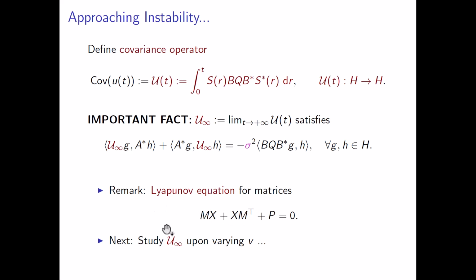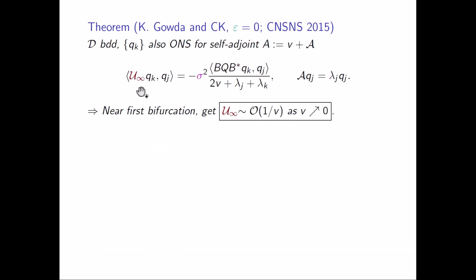So what we want is, if we have this covariance operator, we want to study it based upon varying V. Meaning, if you take this covariance operator that you obtain from locally linearizing around your stable state for your deterministic PDE, you want to vary it with V, and then check how it grows or changes if you approach the bifurcation point. Here's the theorem that we proved with Karina Gauda quite a while ago.